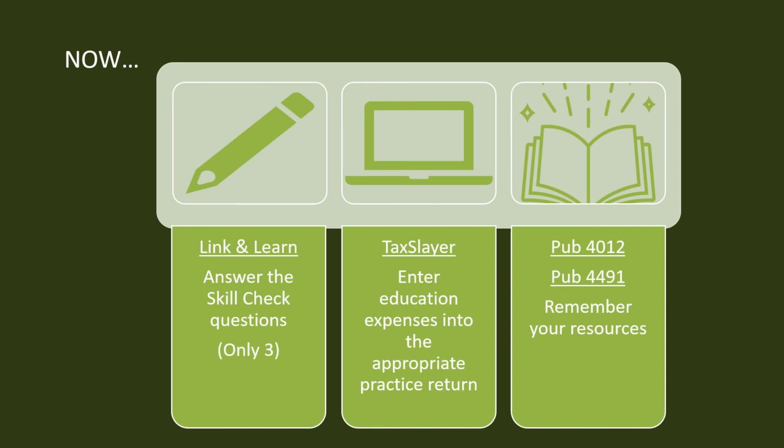And as always, Publication 4012 is our reference manual. Publication 4491 is the lesson material where all the information that is in the slideshow comes from. Those are always available to you, even when you're taking the open book exams to certify. You're welcome to look at those. So we're finished now with education credits, and we're going to be moving on next to miscellaneous credits.